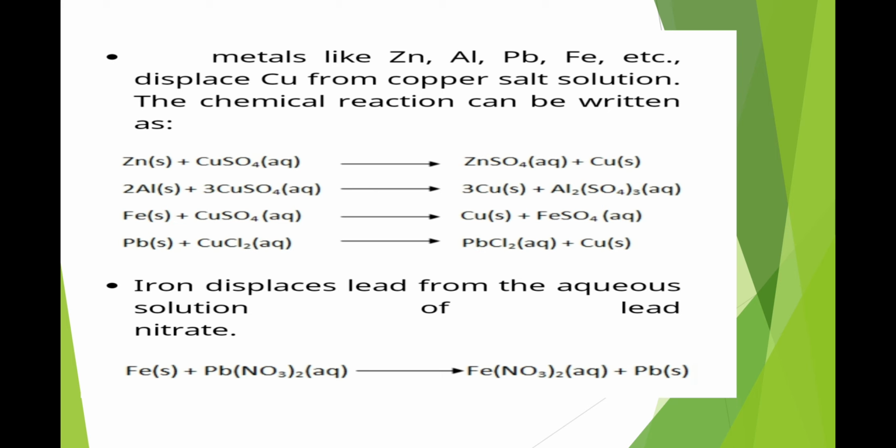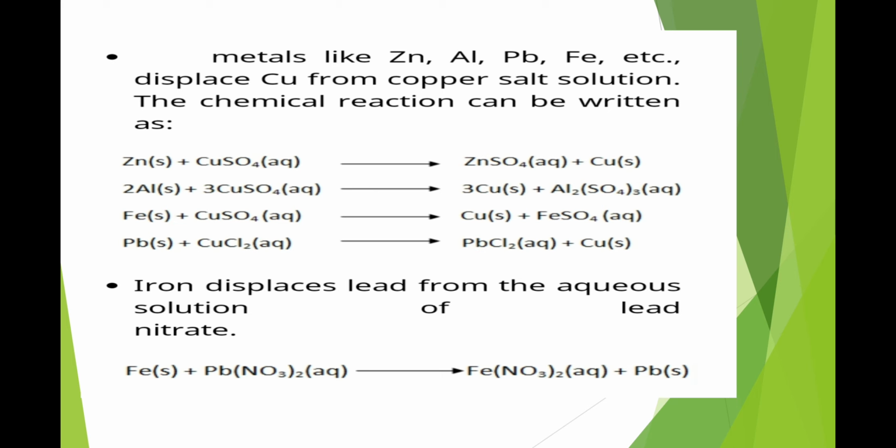All the metals like zinc, aluminium, lead, iron, etc. displace copper from copper sulfate solution or copper salt solution. Copper sulfate is a salt. The chemical reactions for each metal can be written as follows. For aluminium it will be 2Al plus 3CuSO4, which gives aluminium sulfate plus copper. For iron the reaction will be Fe plus CuSO4, which gives Cu plus FeSO4 solution.